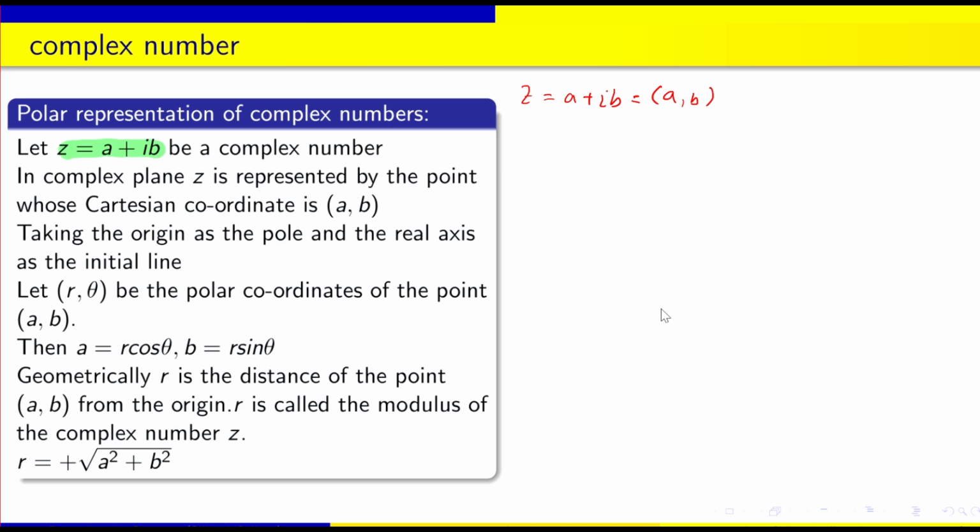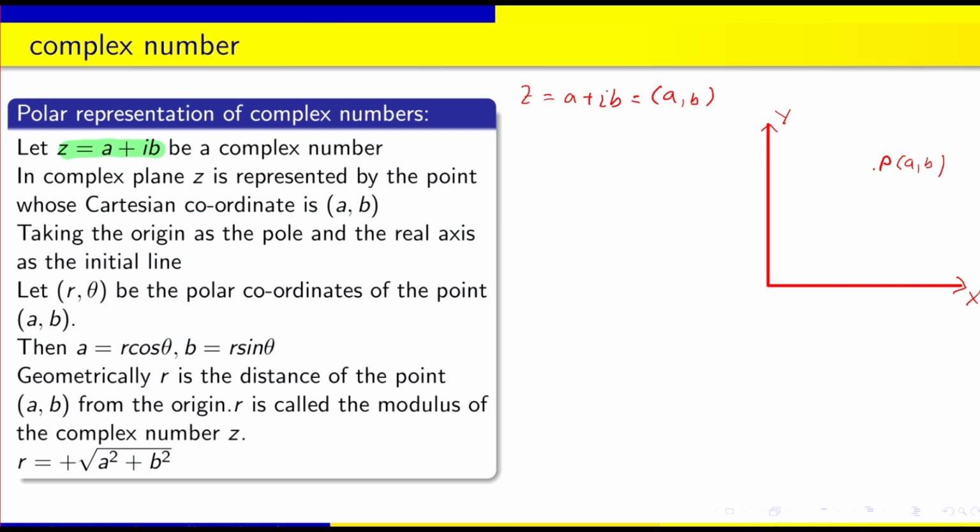So let me make the complex plane. These are the two axes. One is called the real axis, the x-axis, and this axis is called the imaginary axis, the y-axis. So let P be the point whose Cartesian coordinate is (a, b).